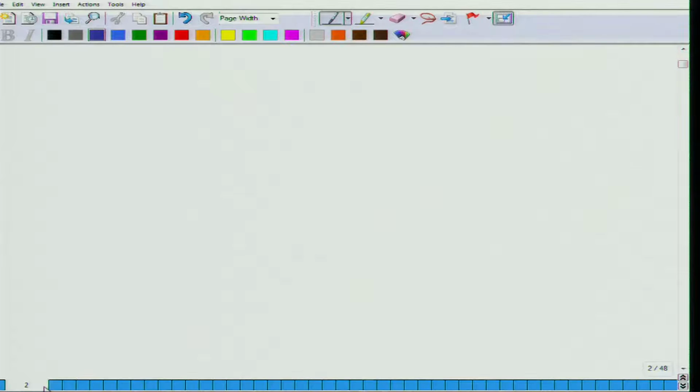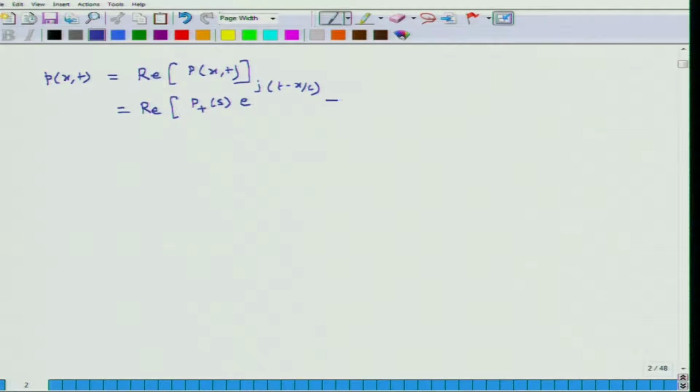So one possible solution, especially if the wave function which we are trying to analyze is repetitive in nature, could be of this form: the pressure is the real component of some complex pressure P of x and t, where P of x and t equals the real part of this number p plus, which could be a function of s, e to the power of j(t minus x over c), plus p minus of s, e to the power of j(t plus x over c).